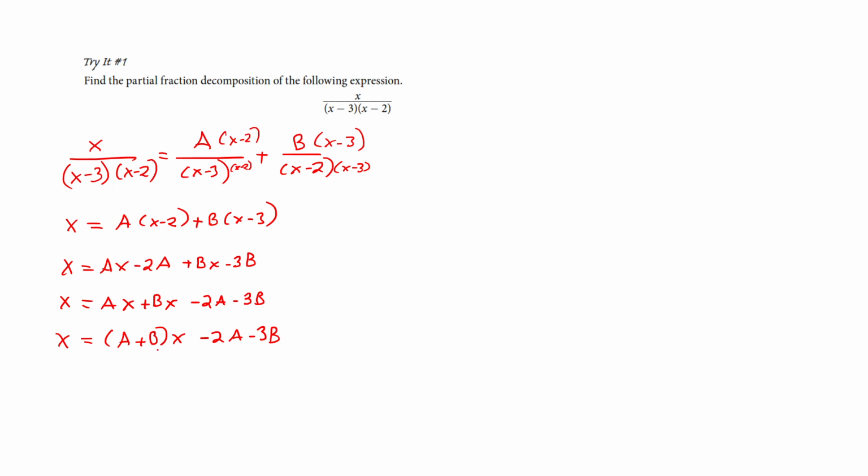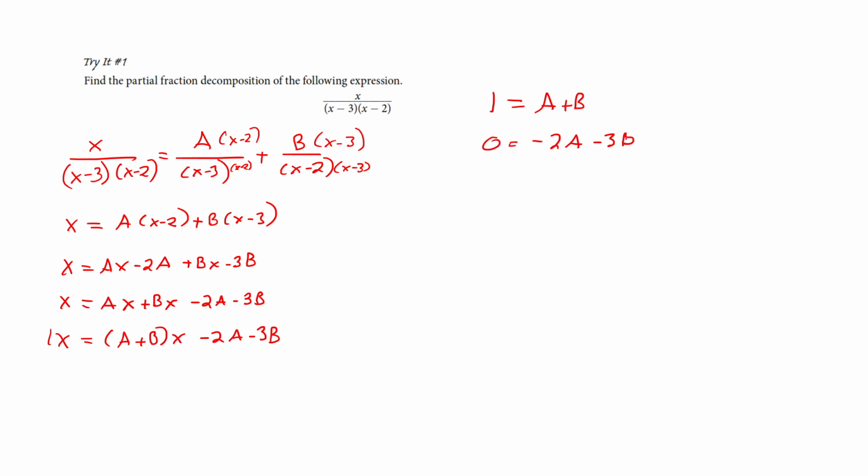Now, the a plus b must turn into 1, because there's a 1 here. So the x terms have to turn into 1x. Do you see what I'm doing here? We're going to say 1 equals a plus b. There's an x here and an x here, so a plus b must turn into a coefficient of 1. Now, the negative 2a minus 3b must turn into 0 because there aren't any of those over here. So it must turn into 0.